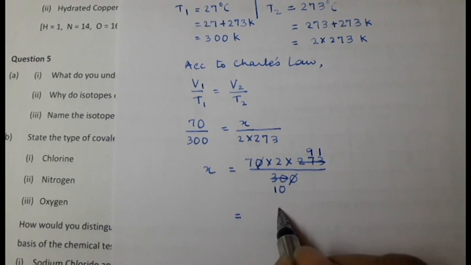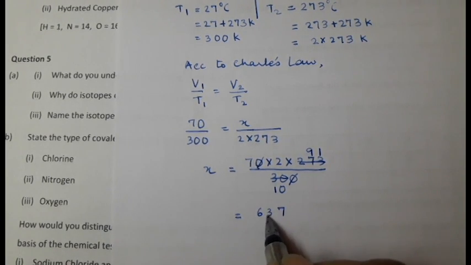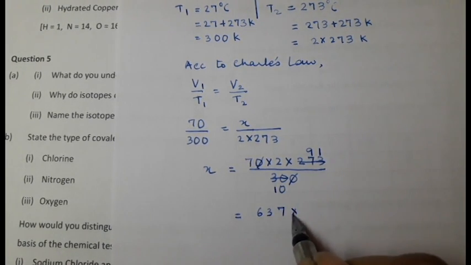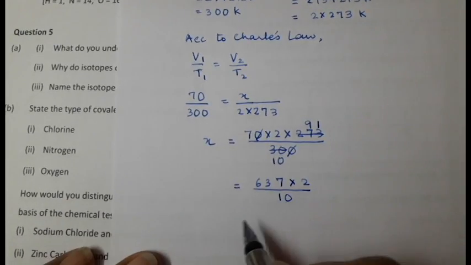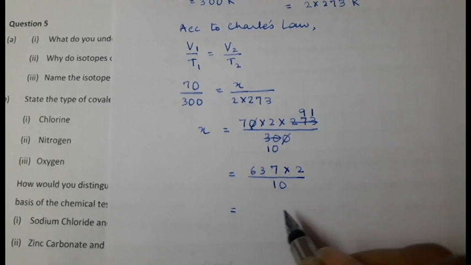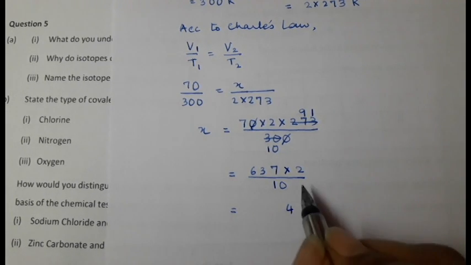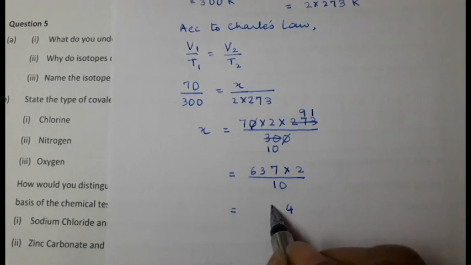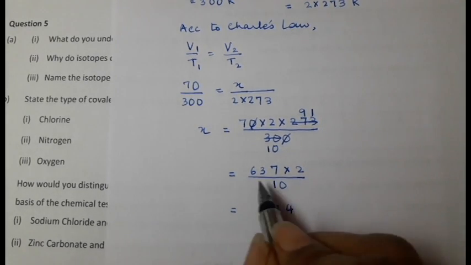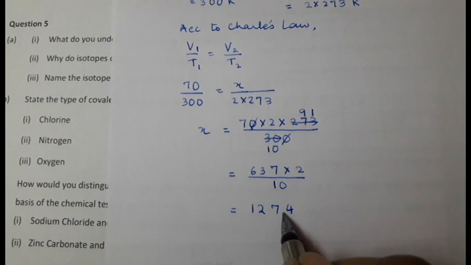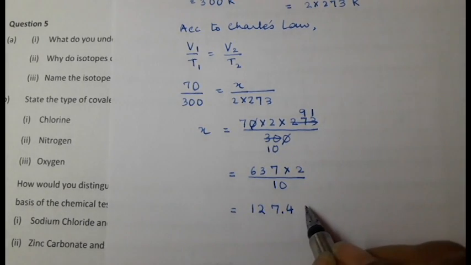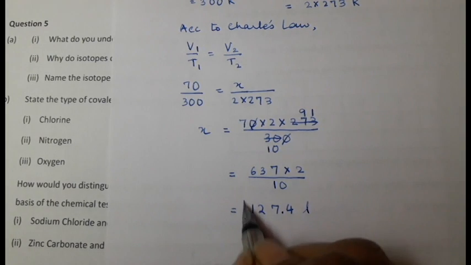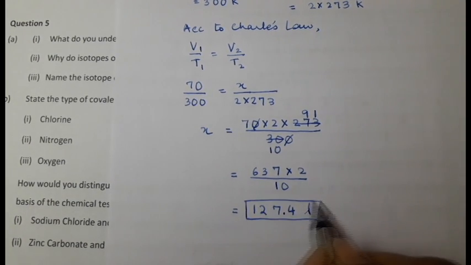This will multiply to 7.1 into 7.1, multiplied by 2, which is equal to 7 2s 14, 2 7s 14, carry 1, 2 3s 6 and 1 is 7, 2 6s is 12, that is 127.4 liters, and that is our answer.